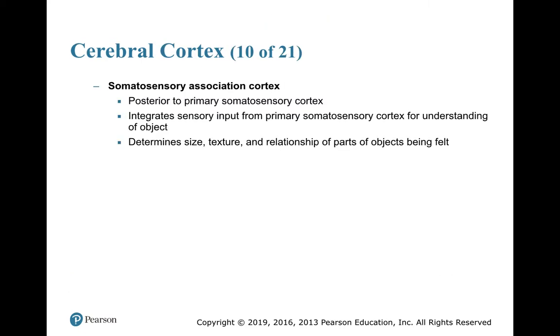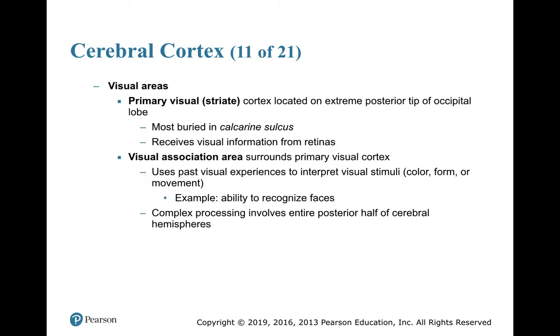Somatosensory association cortex is posterior to the primary somatosensory cortex. It integrates sensory input from the primary somatosensory cortex. It helps us to understand an object. It's going to give us ideas about things such as size, texture, and the relationship of the parts that we are feeling.